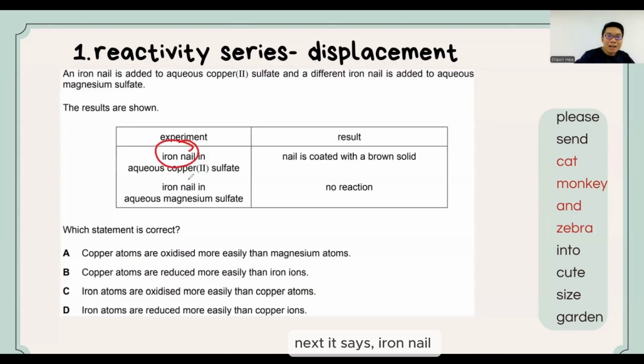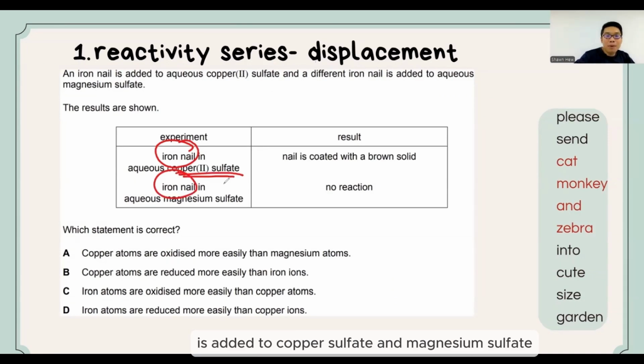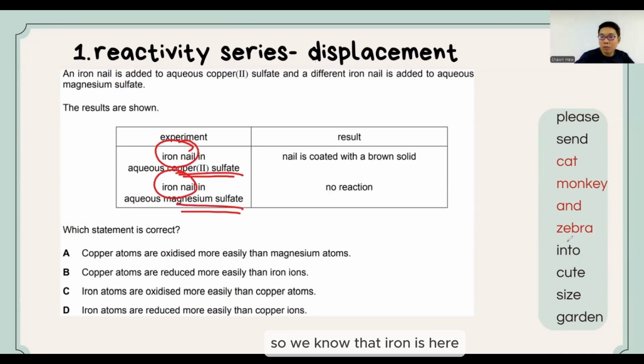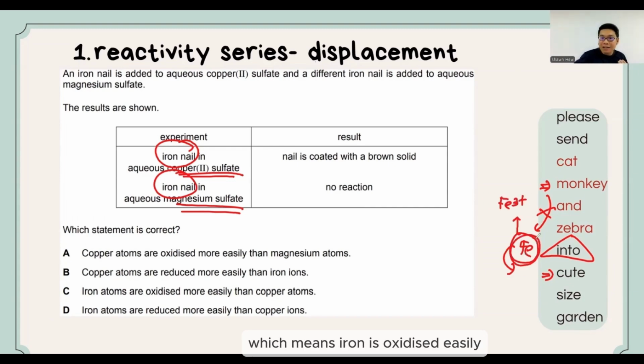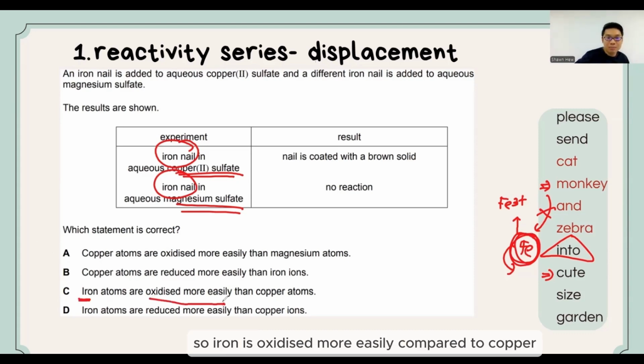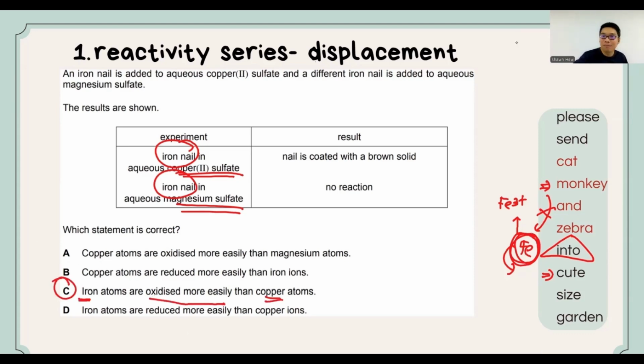Next, it says an iron nail is added to copper sulfate and magnesium sulfate. So we know that iron is here, copper is here, magnesium is here. So iron is more reactive than copper, less reactive than magnesium. So that's why displacement happens with copper sulfate, and displacement does not happen with magnesium sulfate. Iron prefers to become Fe3+, which means iron is oxidized easily. So iron is oxidized more easily compared to copper.